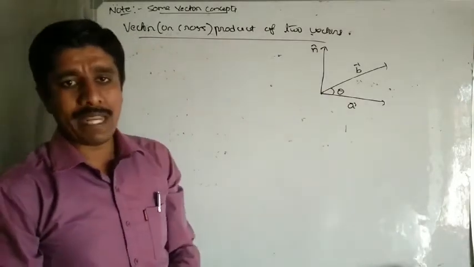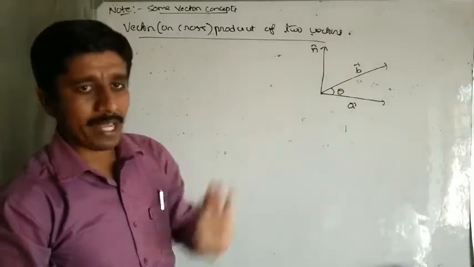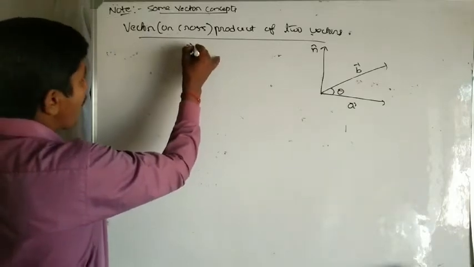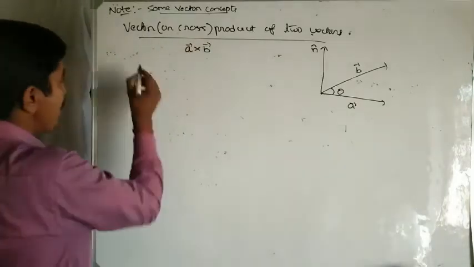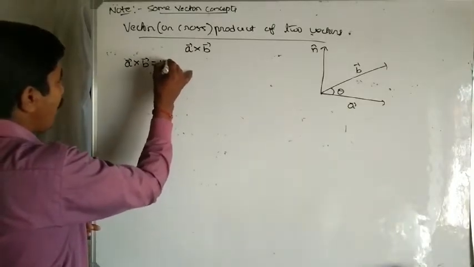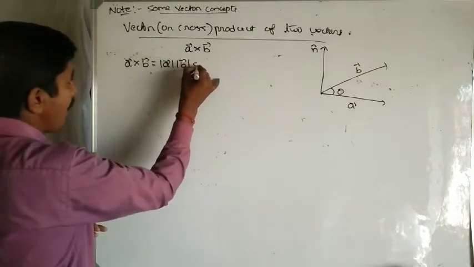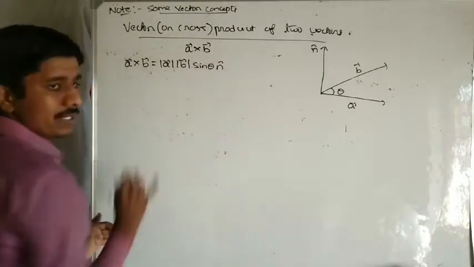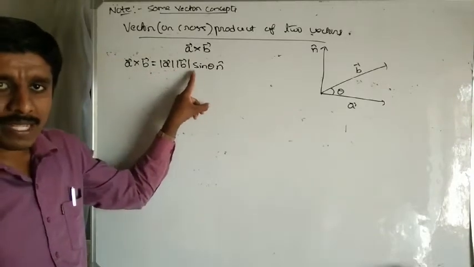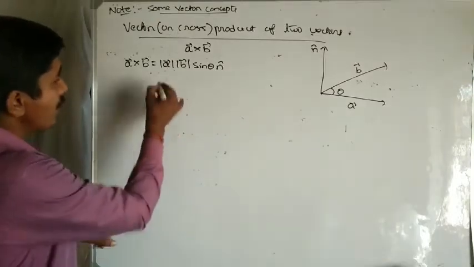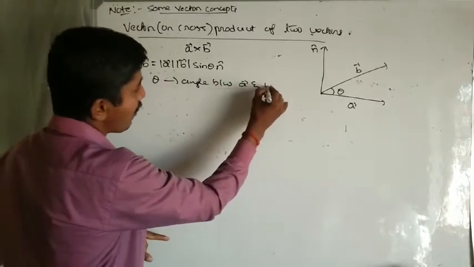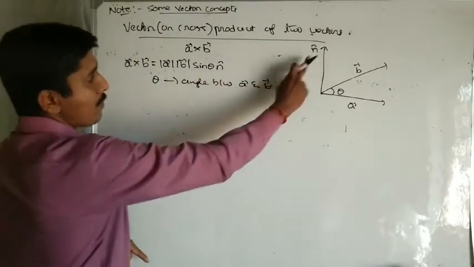Now I am going to explain the cross product of vector A and vector B, denoted like this. Vector A cross vector B is defined as vector A cross vector B equal to magnitude of vector A into magnitude of vector B into sin theta into n cap, where theta is the angle between vector A and vector B, and here n cap is a unit vector.